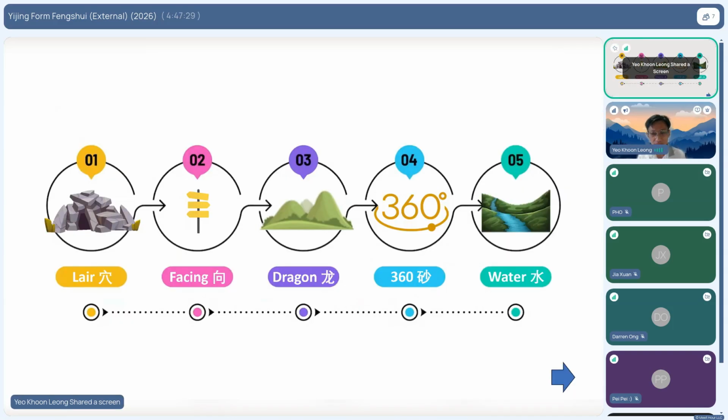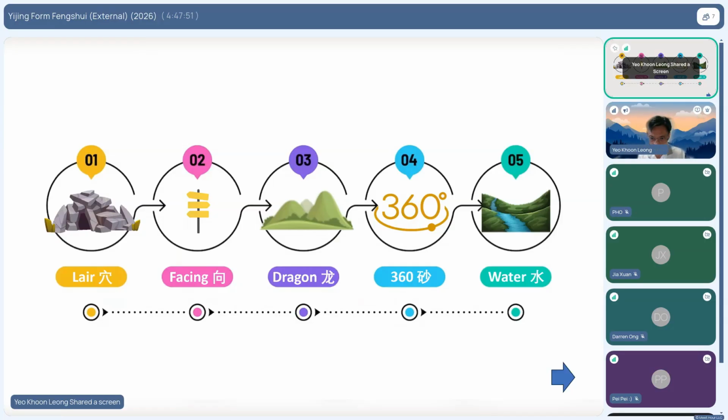So let's put everything together. We now have covered all the 5 modules. Not the layer. The layer, the nest, is more of the interior feng shui. That one we'll cover in the I Ching Form Feng Shui interior program. So we covered the facing, the back dragon, the 360, sha, and the water flow.